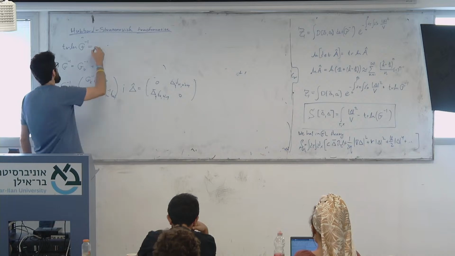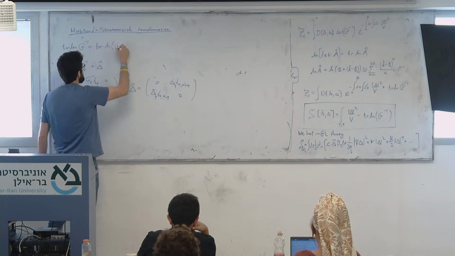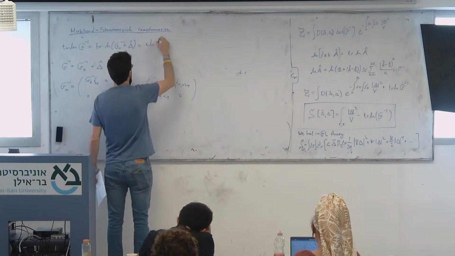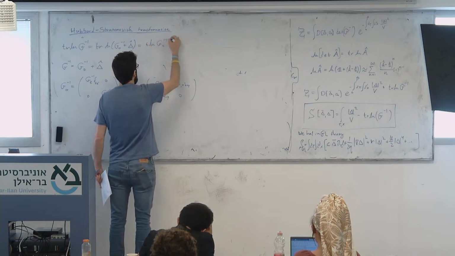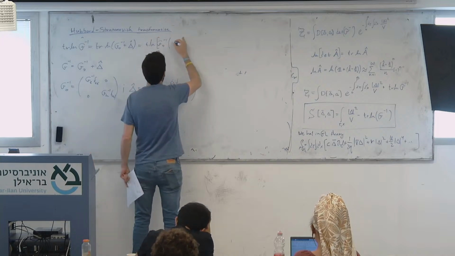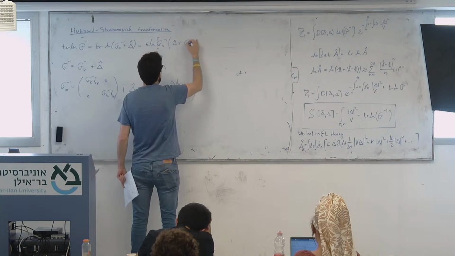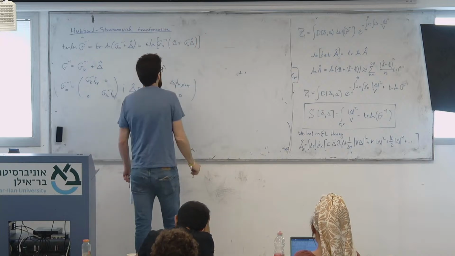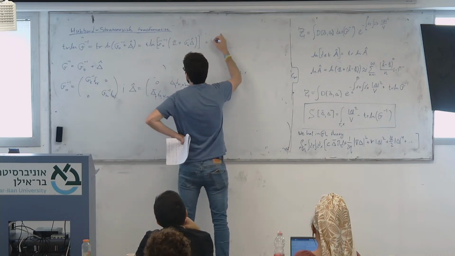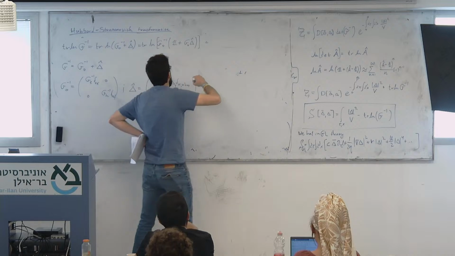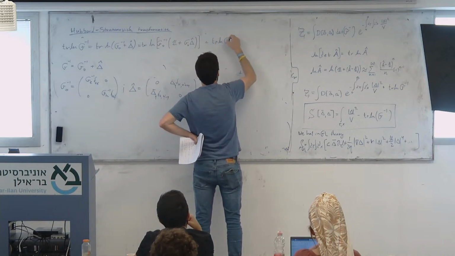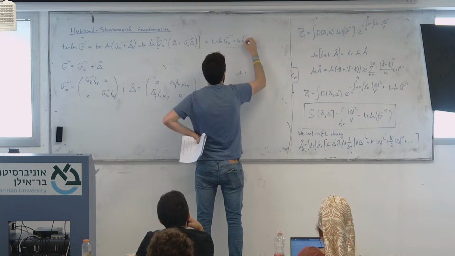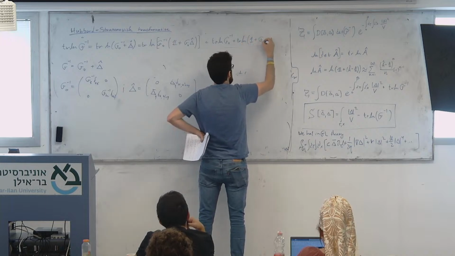So now I can rewrite this as trace ln of g naught to the minus 1 plus delta, which I can then write as trace ln of g naught to the minus 1, times the identity matrix plus g naught delta, which I can then write as trace ln of g naught to the minus 1 plus trace ln of identity plus g naught delta.